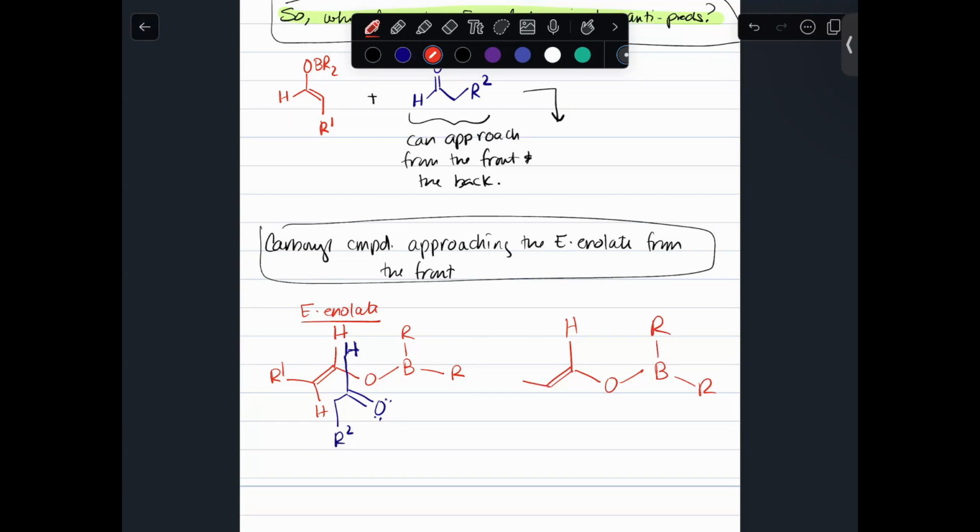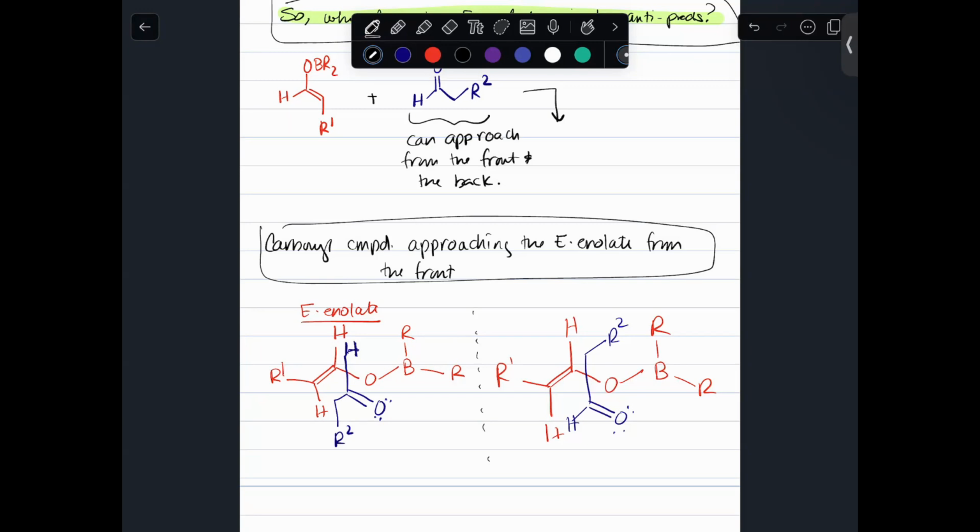Just like we did before. Redraw my carbonyl compound approaching from the front. But in this case, with my alkyl group facing up in the axial position and the hydrogen facing towards the left. And again, we did the exact same thing for the previous lecture, and we talked about this transition state.